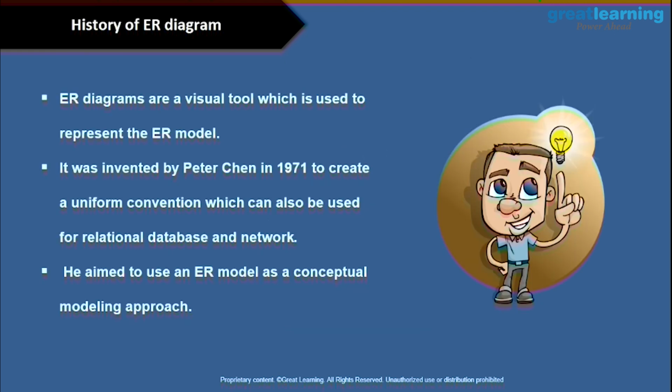Now we are going to talk about how this ER diagram came into the picture, basically the history of ER diagram. So ER diagrams are a visual tool which is used to represent the ER model. It was invented by Peter Chen in 1971 to create a uniform convention which can also be used for relational database and network. He aimed to use an ER model as a conceptual modeling approach. So this is how ER diagram came into the picture in 1971 by Peter Chen.